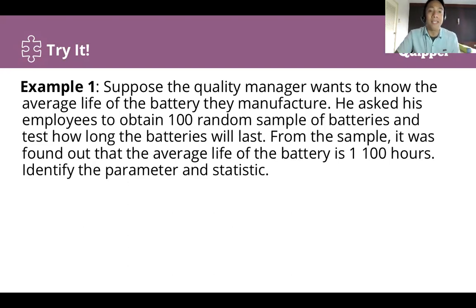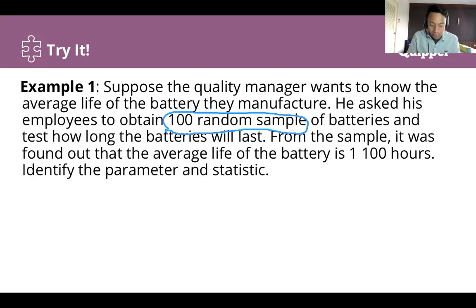Now, let us show some examples here. Let us apply what we have learned. Suppose the quality manager wants to know the average life of the battery they manufacture. He asks his employees to obtain 100 random sample of batteries and test how long the batteries will last. From those samples, it was found that the average life of the battery is 1,100 hours. Identify the parameter and the statistic.